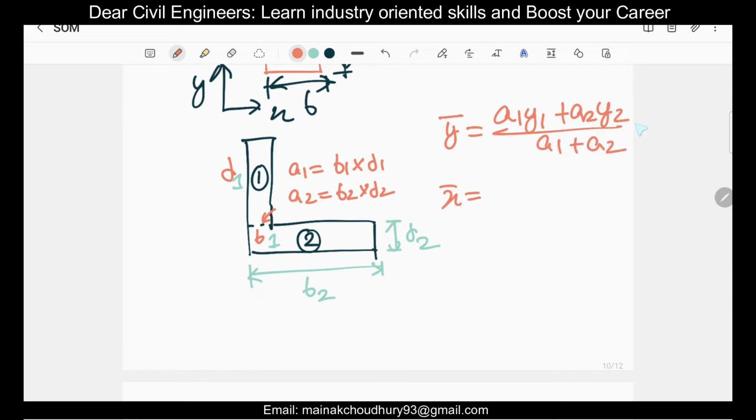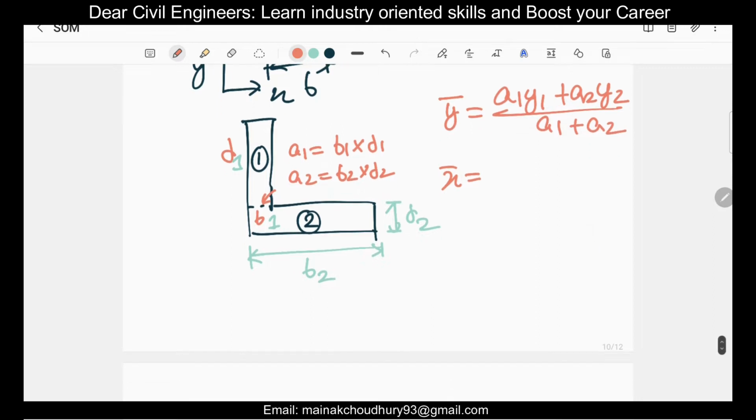If there are up to n number of terms, say three items, it will be a3 y3 added, divided by a1 plus a2 plus a3, and like this it will go on. Similarly, x bar, the centroid in the x direction, is a1 x1 plus a2 x2 divided by a1 plus a2. This is pretty simple.